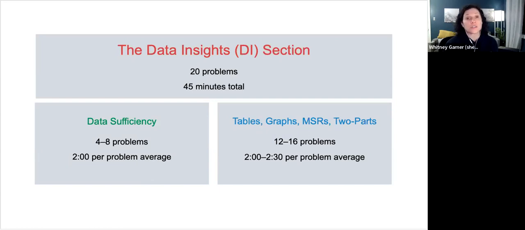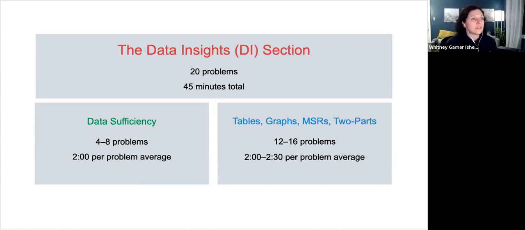The 12 questions that are currently part of the data interpretation section, as part of the integrated reasoning section of the GMAT, those 12-ish questions have been brought together with the data sufficiency questions that used to be in the quantitative section to create this new data insights section. So data sufficiency problems will be somewhere between 4 and 8 total. Of those, only some will count. There will always be some experimental. And our goal is to spend about 2 minutes per question.